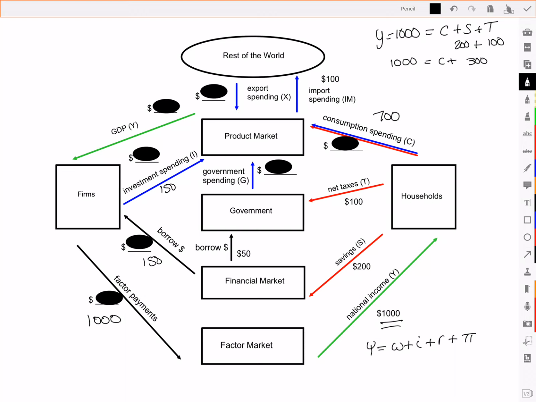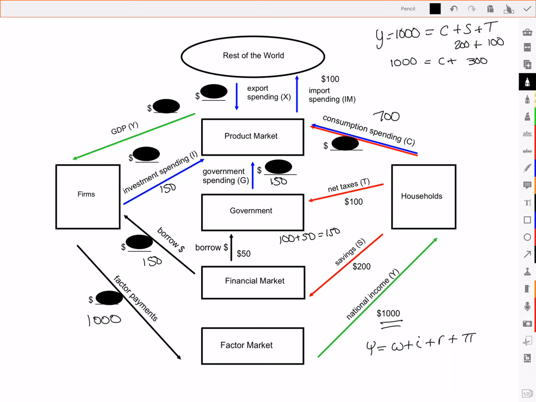Okay. Now, the government, they got $100 in net taxes. They borrowed an extra 50. So now they have a total of 150. Well, why would they need this money? What do they do with it? They use it to buy goods and services. So government spending is $150.